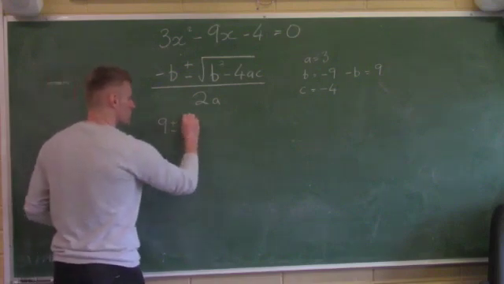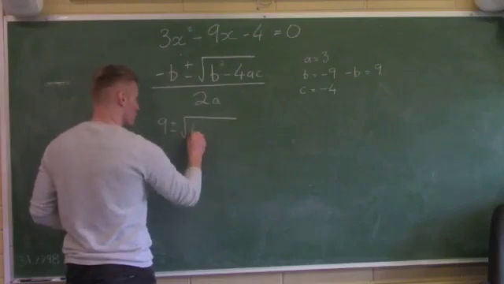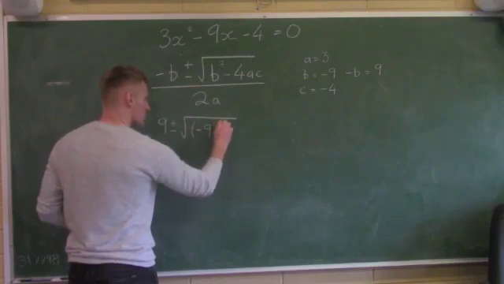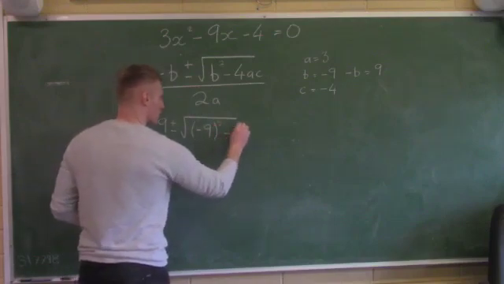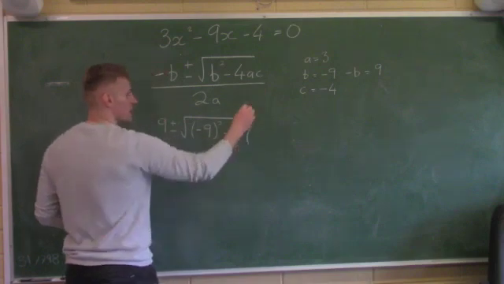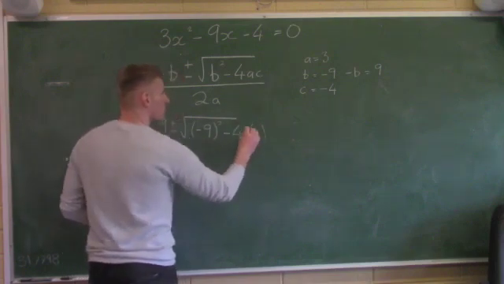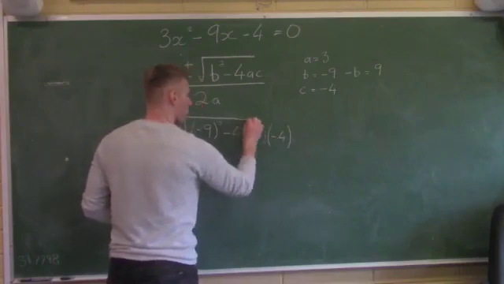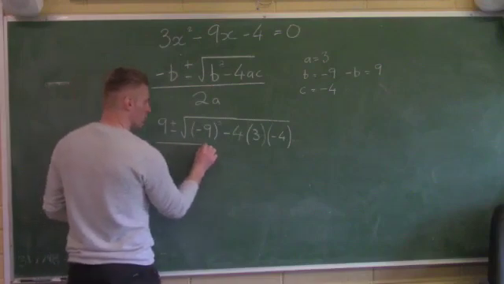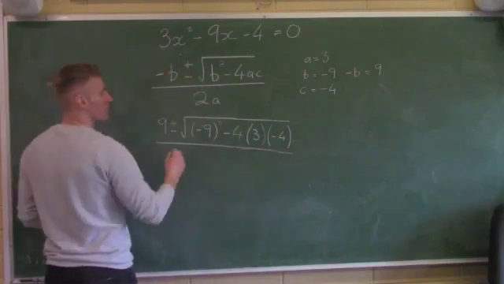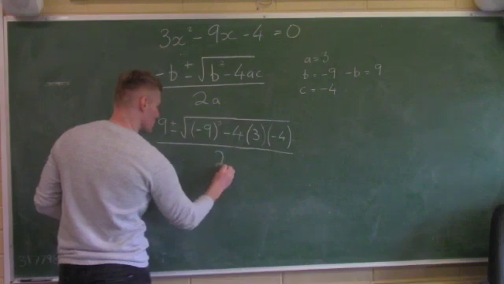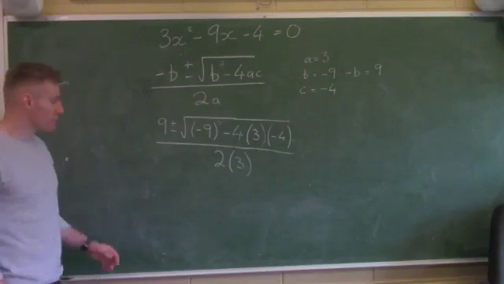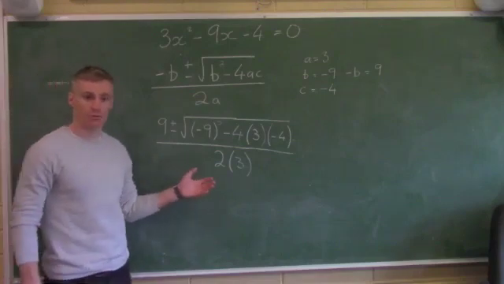The square root of b squared, so look at, I put brackets around my minus 9 because I have to square it. Minus 4, brackets a is 3, bracket c is minus 4. All over 2 brackets a, 2 brackets 3. Right, so from here, it's calculator work.